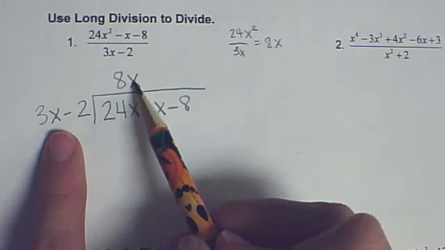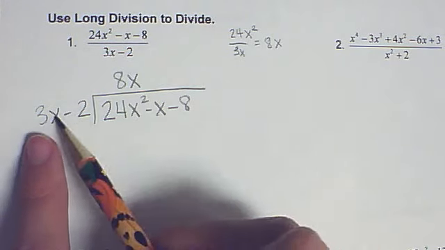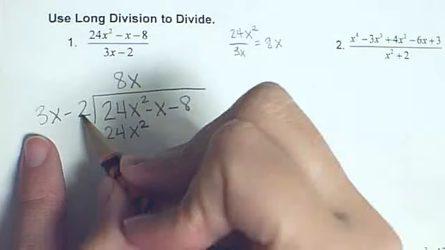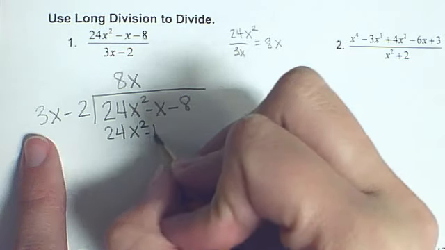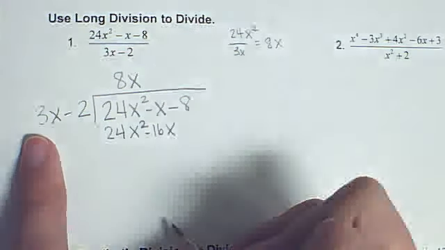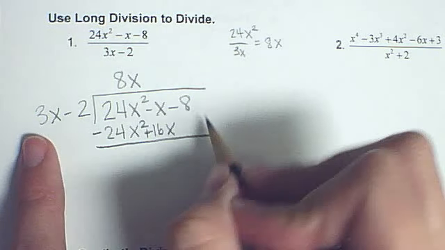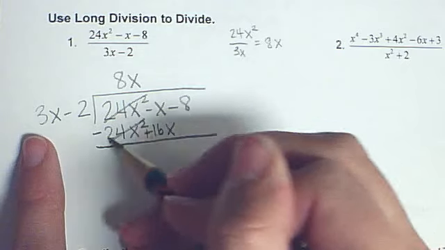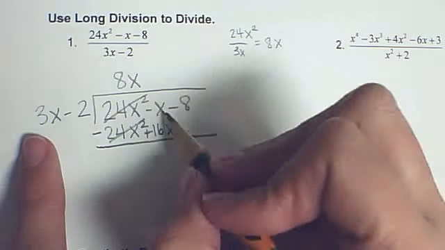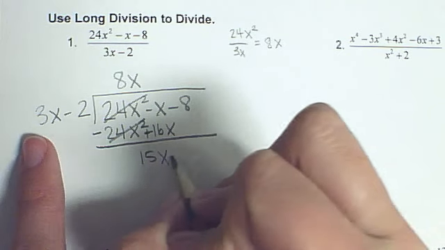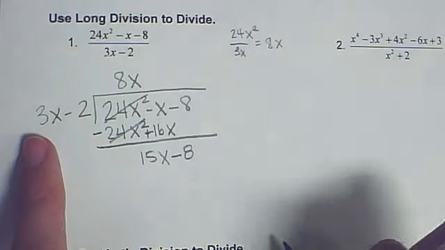From there, we're going to distribute the 8x. 8x times 3x is 24x squared. 8x times negative 2 is negative 16x. Now I'm going to flip both of my signs and add. These two cancel, and I've got negative x plus 16x for a total of 15x minus 8.